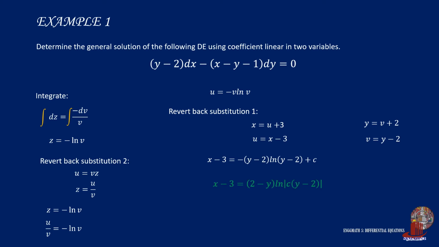By using the rules of logarithms, we can simplify ln in the equation to have x less 3 is equal to the quantity of 2 less y times ln of c times y minus 2.